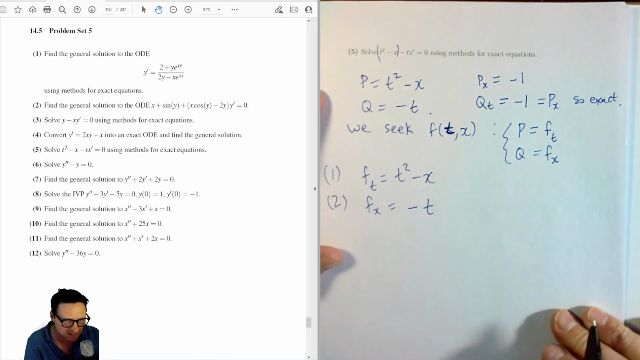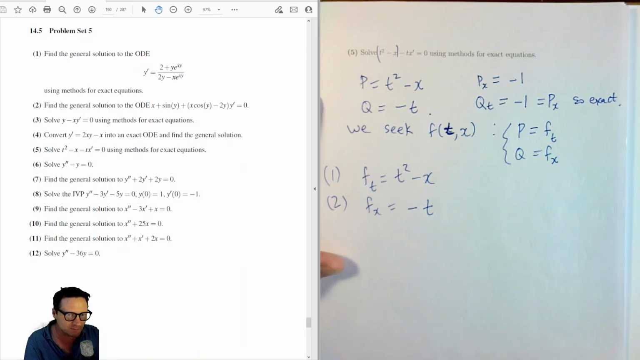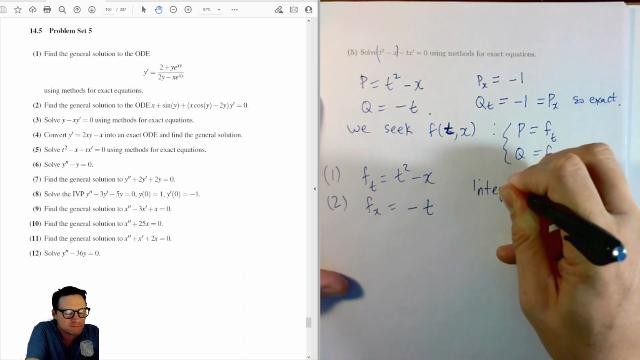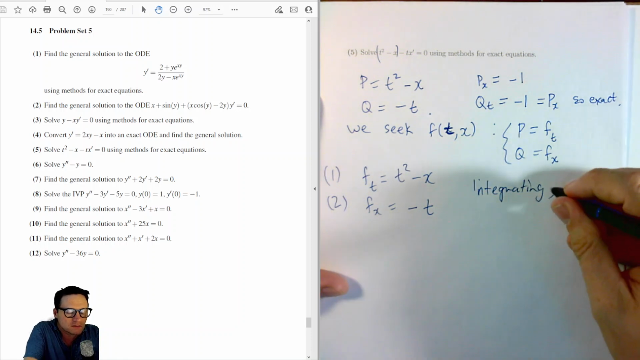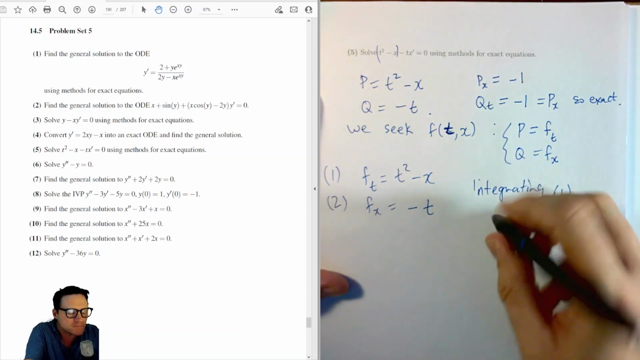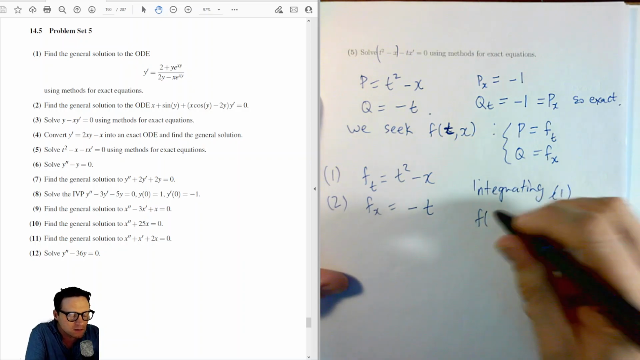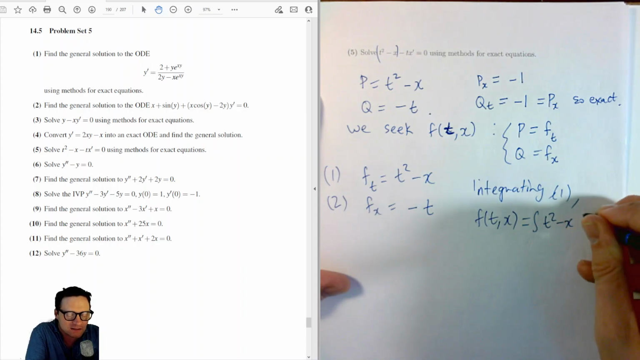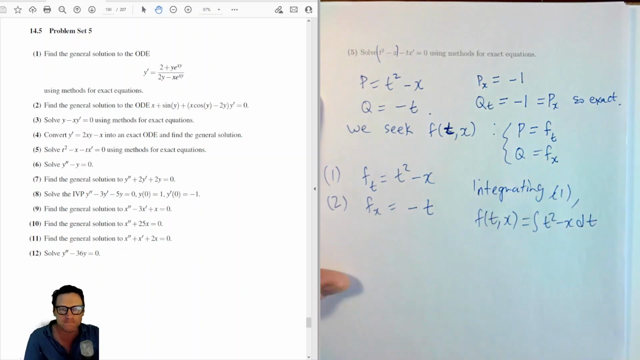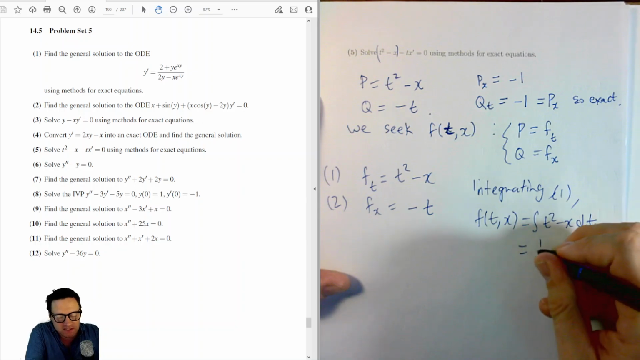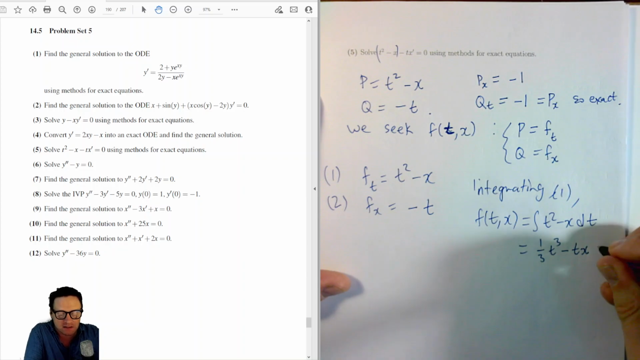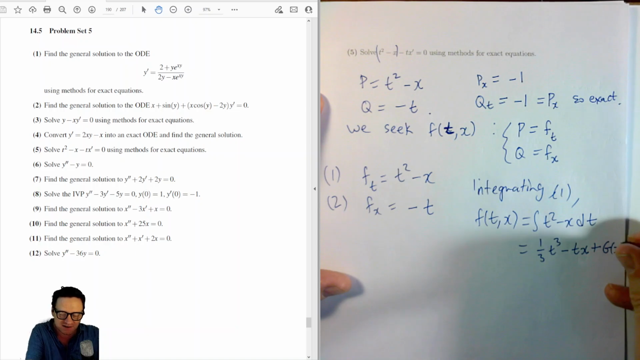Okay, now integrating equation 1 with respect to t partially. So integrating, and let's just say equation 1, we have f of t and x equal to the integral of t squared minus x dt. And so this integral is 1/3 t cubed minus t times x plus some function g of the other letter. And so in this case, the other letter is x.